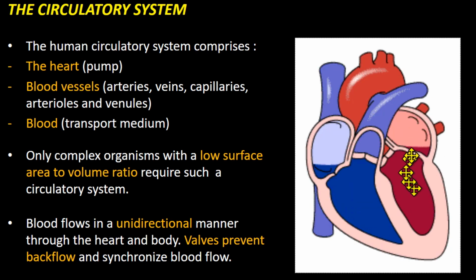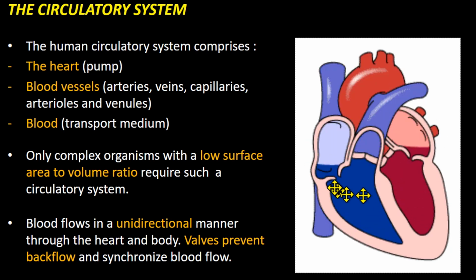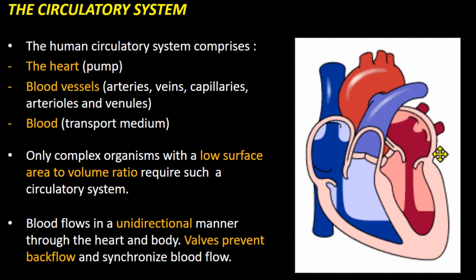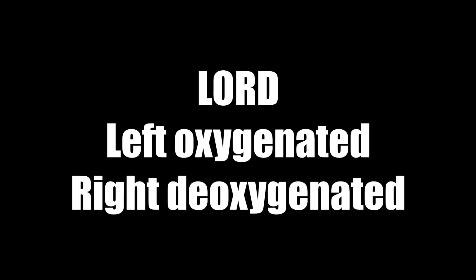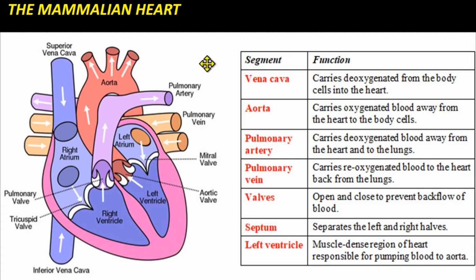This side of the heart is the left side, and this side of the heart is the right side. The left side is oxygenated, the right side is deoxygenated. Easy way to remember it is to remember left oxygenated, right deoxygenated. Here we have the different segments and vessels involved with the heart. We have the superior and inferior vena cava, and these carry deoxygenated blood from the body cells into the heart.